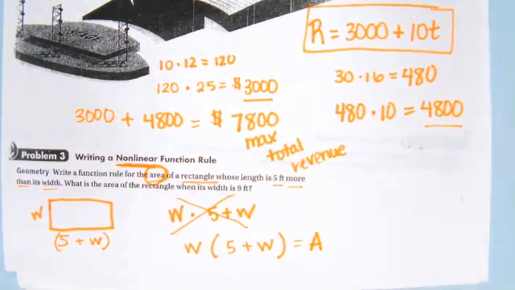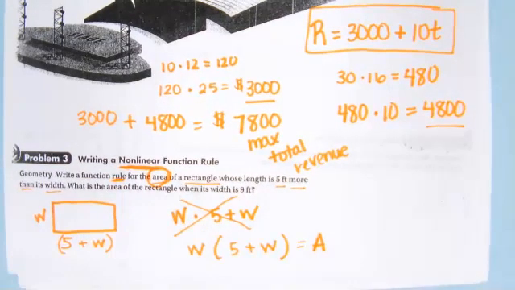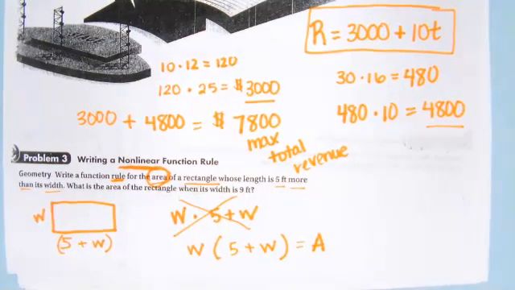So a function rule or an equation always has an equal sign. The word equation means there's an equal sign. Okay, so if it says write an equation or write a rule, a rule is an equation. So you need an equal sign. It's got to equal something.